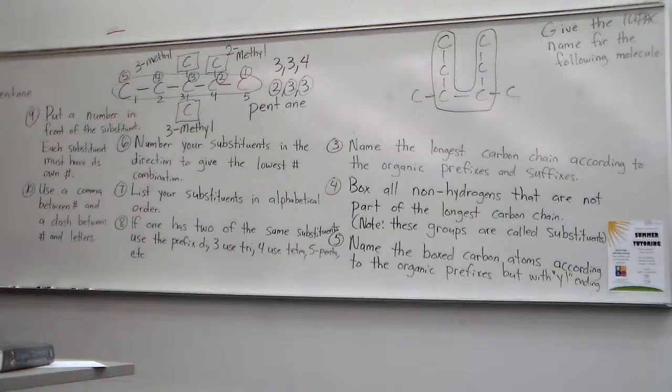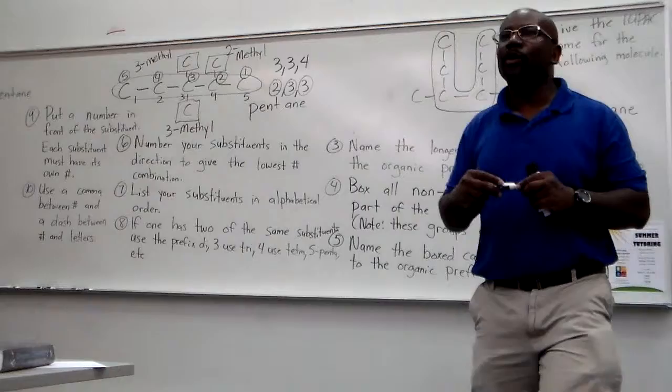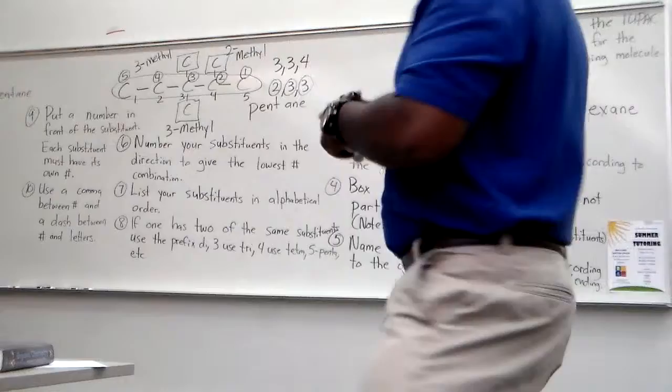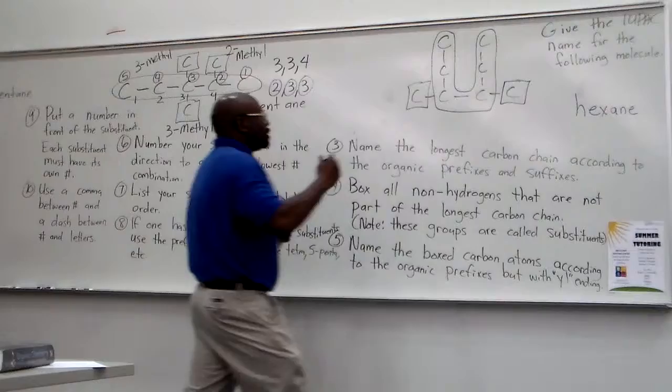What name goes with 6? Hex. Single bond, double bond, triple bond, single bond, hexane. The next thing we're going to do, we're going to box any carbon atoms not part of the longest carbon chain. So we're going to box this carbon atom and box this carbon atom. Since there's one carbon atom here, we call those methyls. This is methyl. Here is methyl.